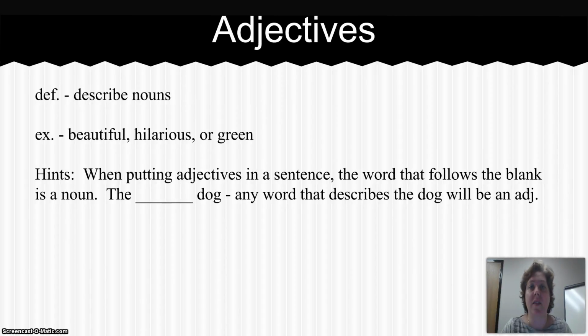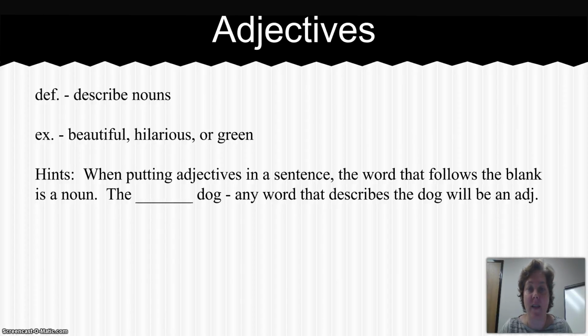Adjectives. Adjectives describe nouns. Remember back a couple slides? Nouns were what? That's right. People, places, things, or ideas. Adjectives are things like beautiful, hilarious, or green. They're descriptive words. They describe a noun.